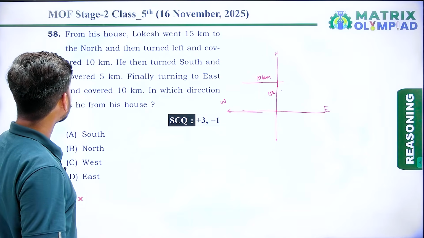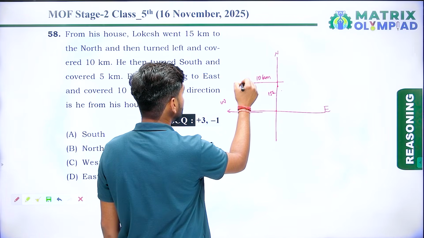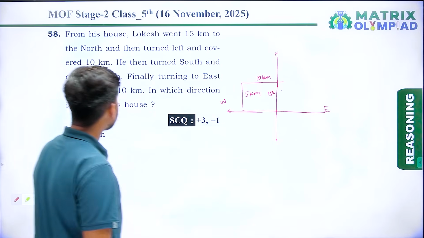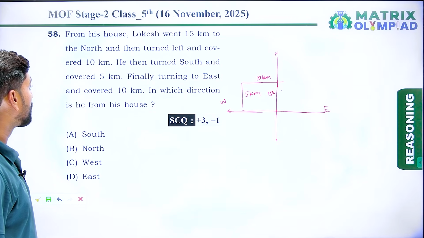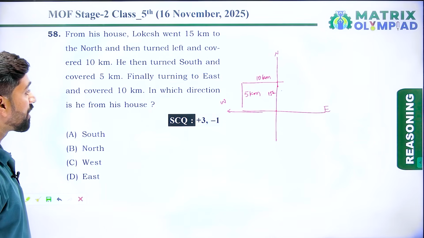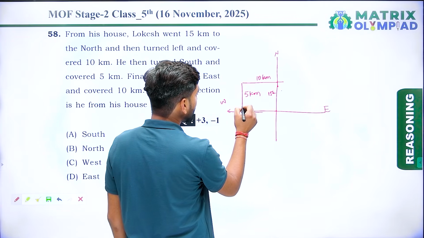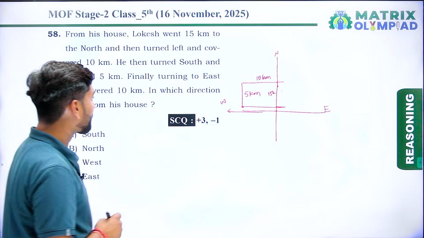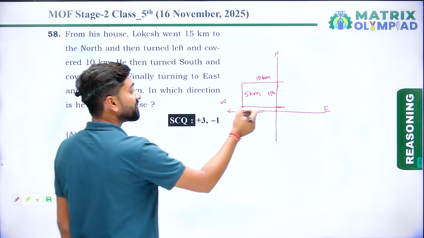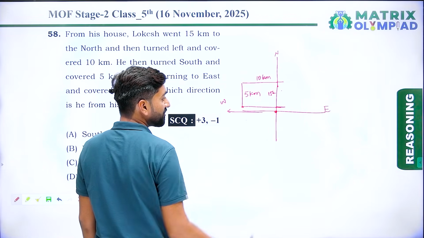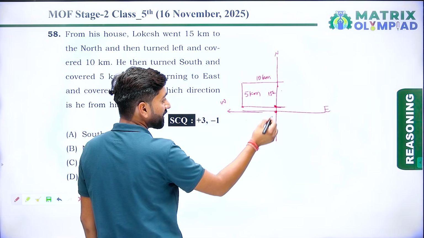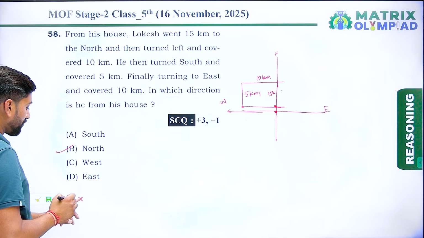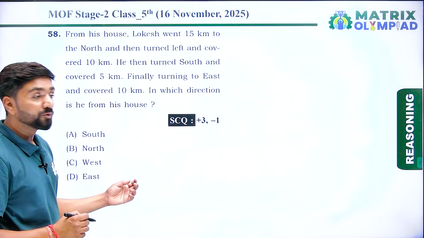Next he turned to the south and covered 5 kilometers. And finally turning to the east, he covered 10 kilometers. In which direction is he from his house? Now he is asking in which direction he is from his house. So he starts from this point, and from the starting point, he is in the north direction. So option number B is the right answer of this question. So let's move to the next question.